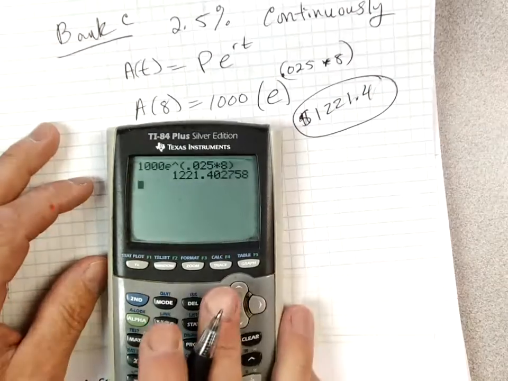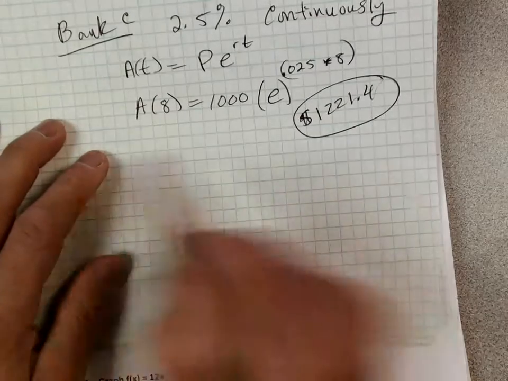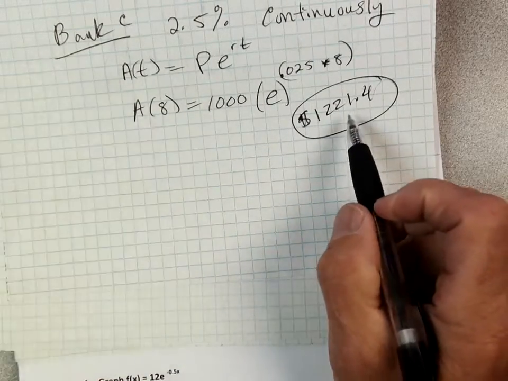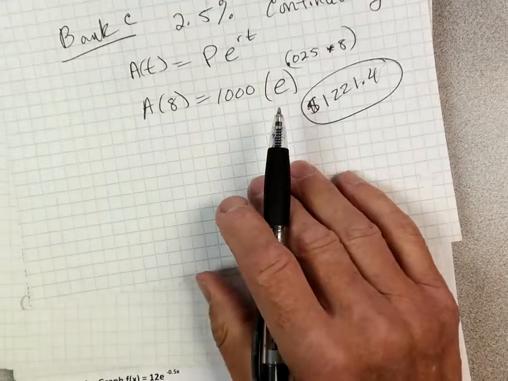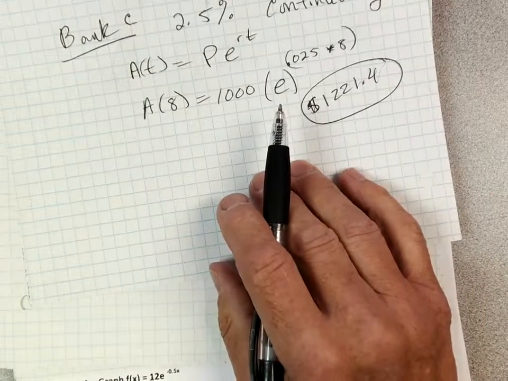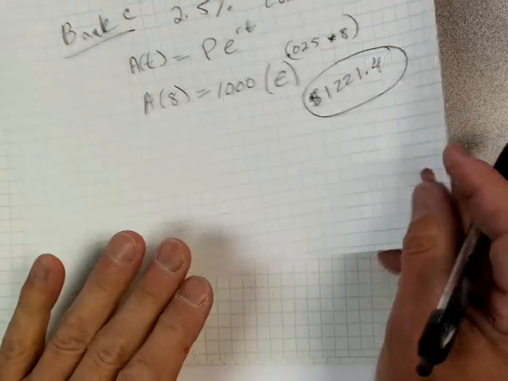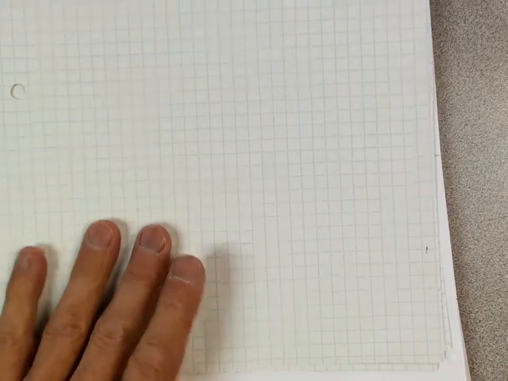$1,221.40. And again, Aaron, less money, huh? Even though we compounded every moment, every second, we made less money because that interest rate really carries the day, doesn't it? Okay, everybody can do that, right? Everybody's good to do that tomorrow? All right, last one. Last one.